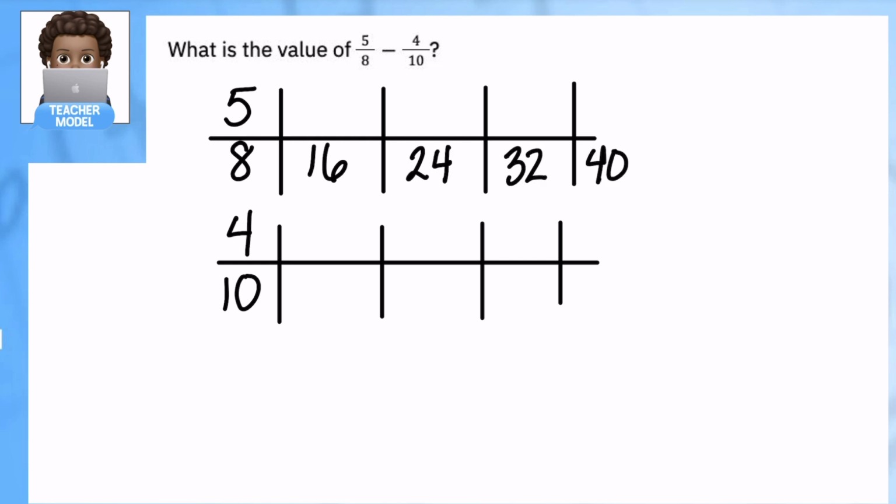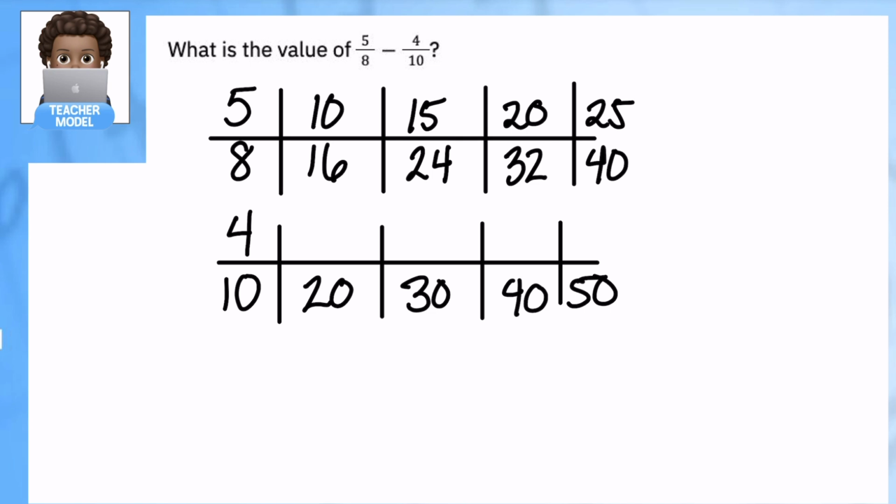And I do the same to the top, skip count by 5s: 5, 10, 15, 20, 25. And now I'll skip count by the 10s on the bottom. And with my numerators by 4s.